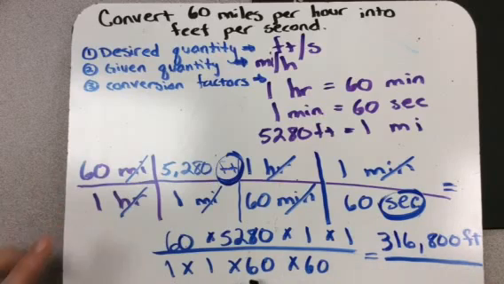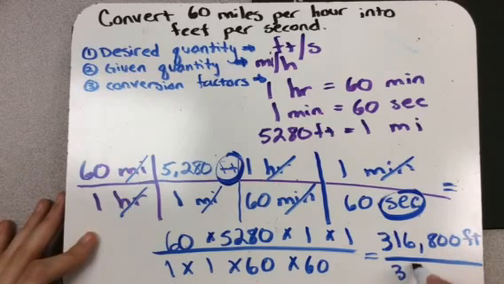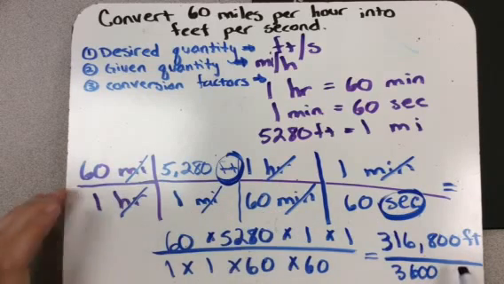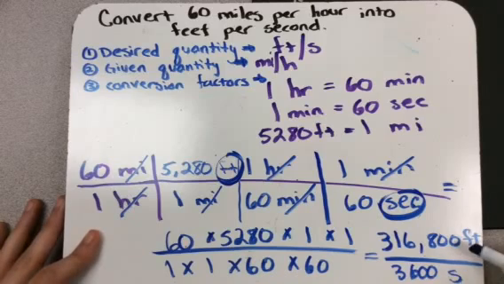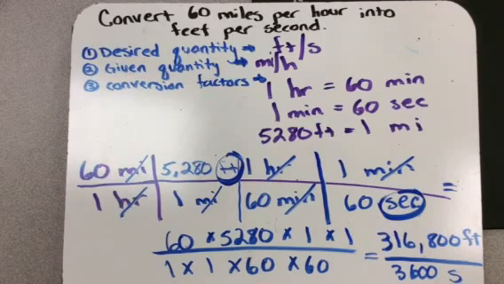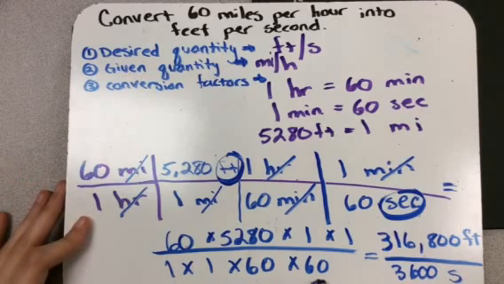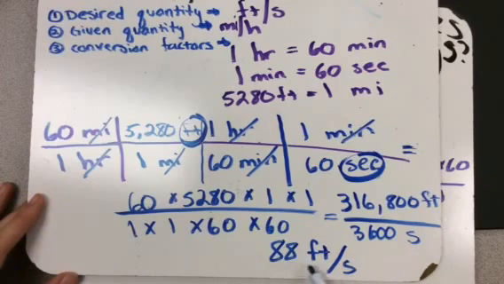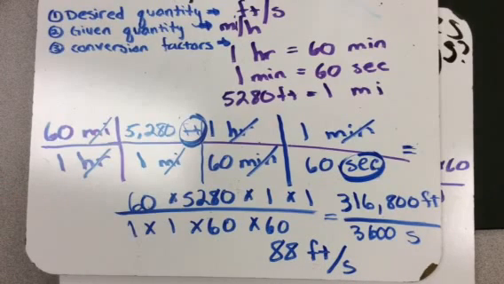And then when you multiply 60 times 60, you should get 3,600 seconds, because that's what we have on the bottom right here. So seconds. Put this in the calculator. 316,800 divided by 3,600 will give you 88 feet per second. Okay, sorry about that. So you have 88 feet per second.